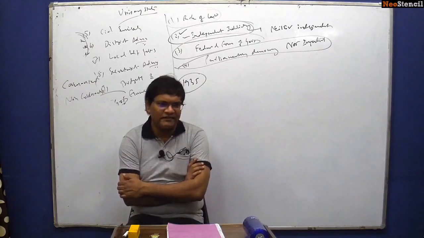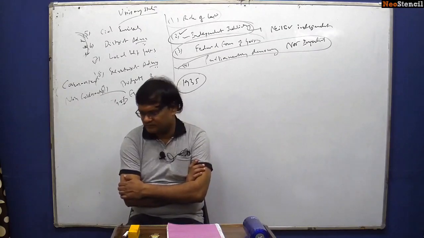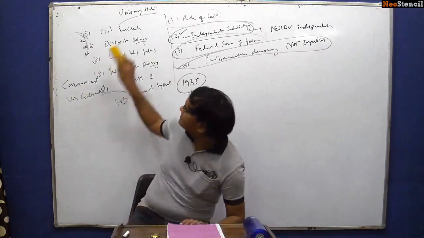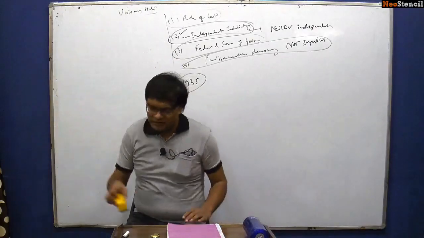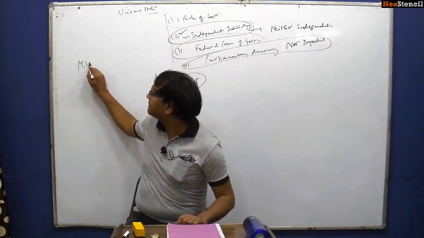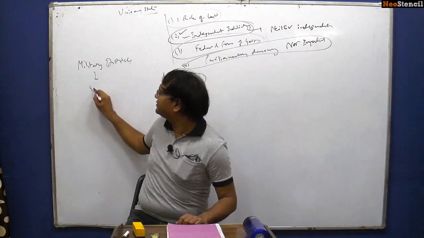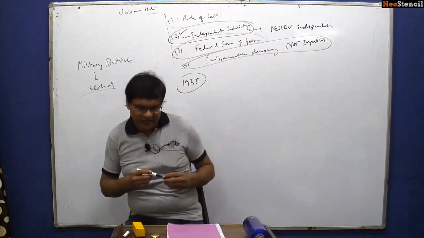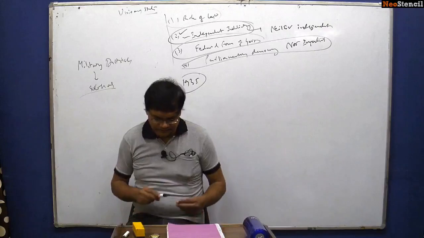And provinces were further divided into military districts. And they were known as subhas, S-U-B-H-A-S, subhas. Military districts.